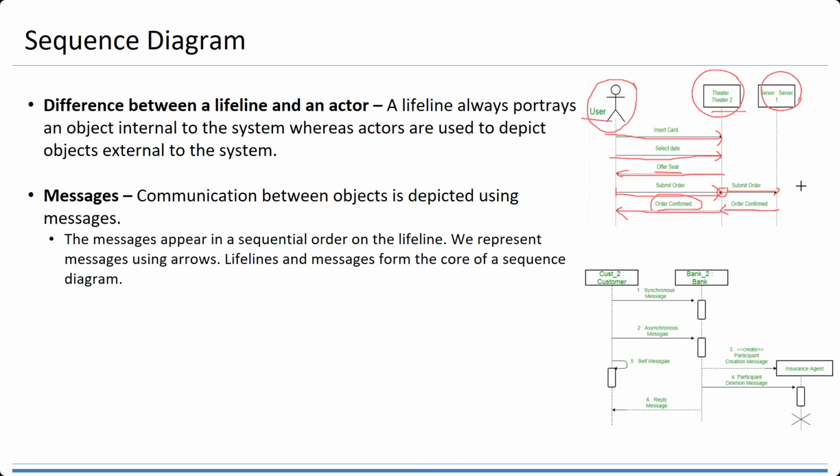So this is one example of the sequence diagram. If you have this sequence diagram, it means you know the flow of your system or the flow of your program.